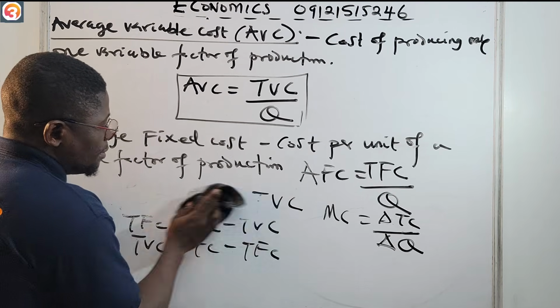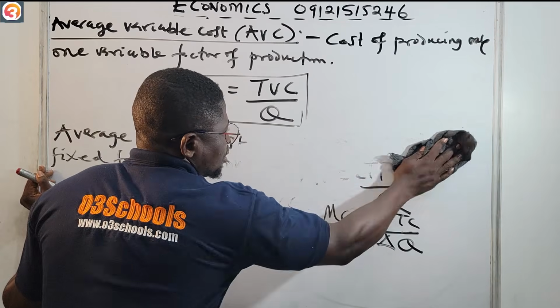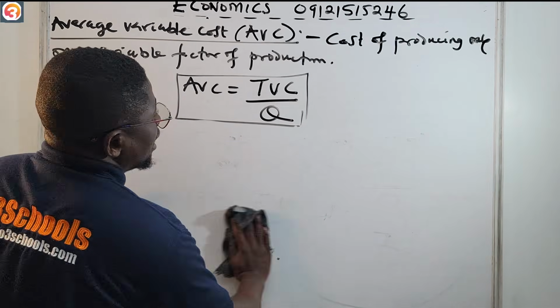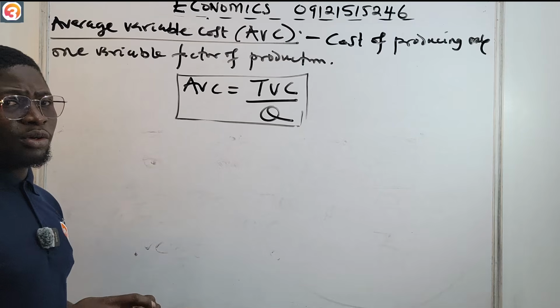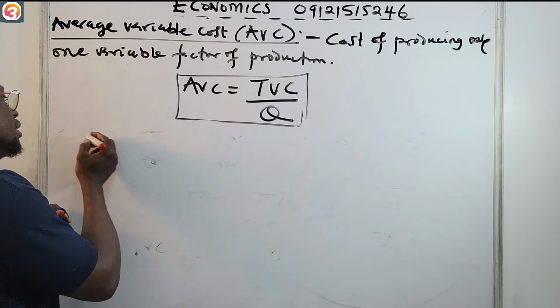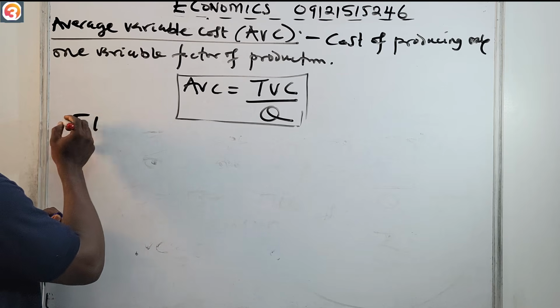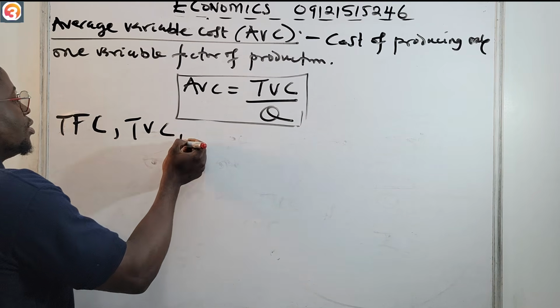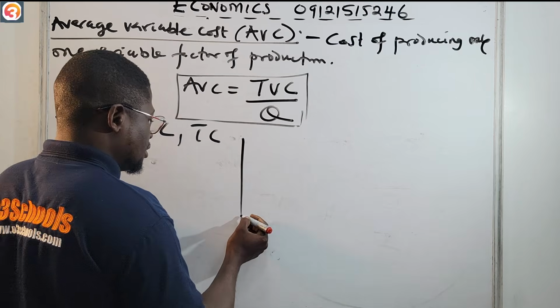So let us talk about their curves one more time. We answer questions and then we are out of the class. Pertaining to their curves, for the total fixed cost, TVC, total variable cost, and total cost, this is how it looks.